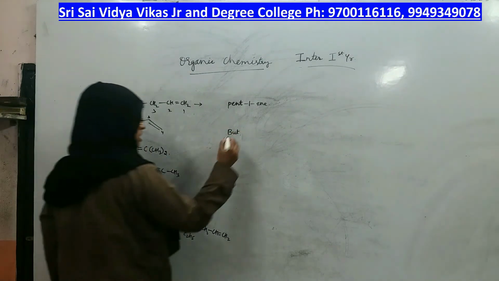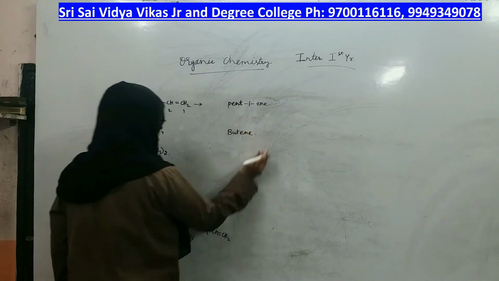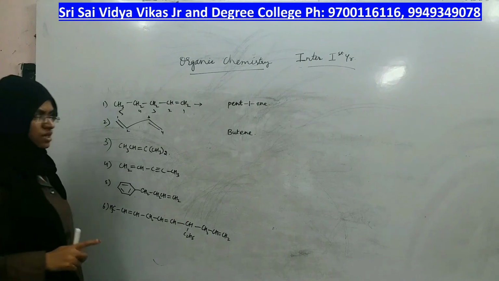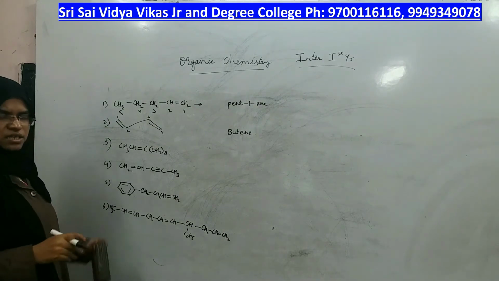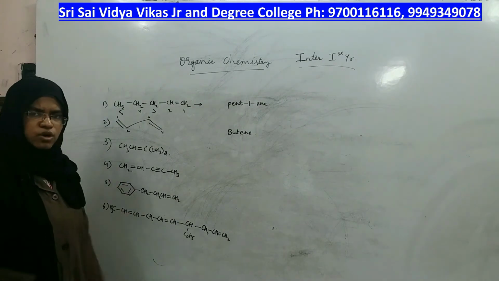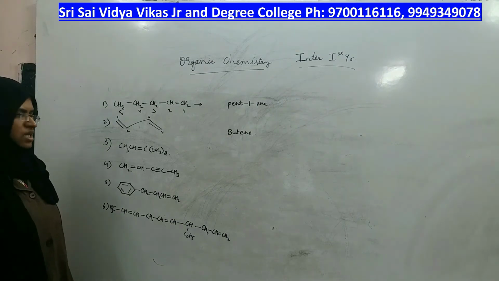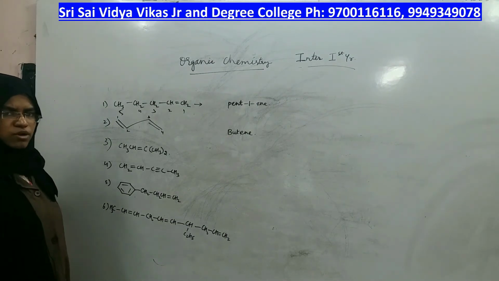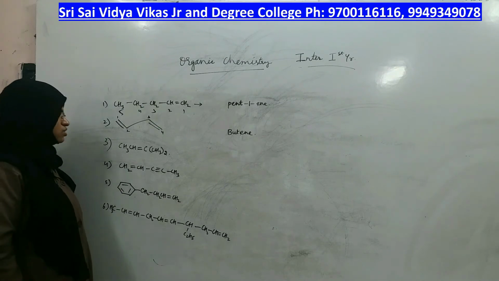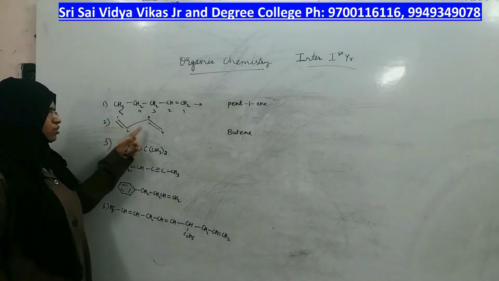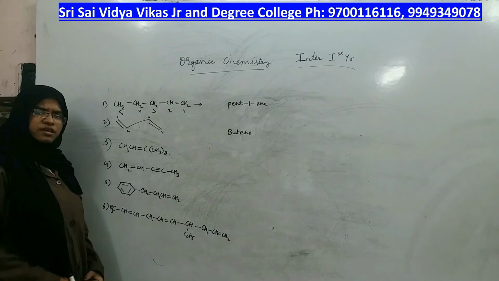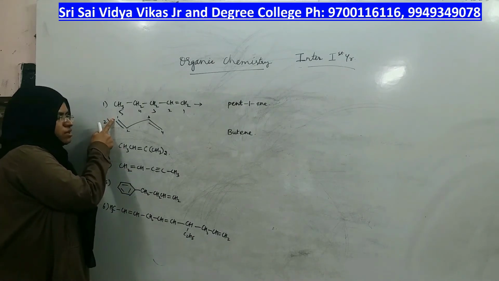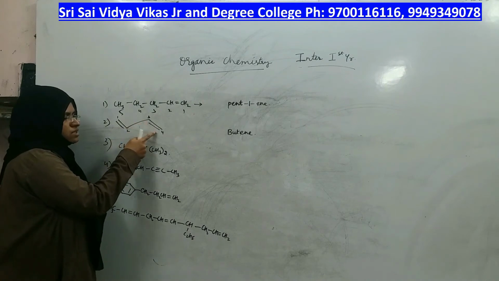So what I should write? Butene I should write. Right. If I write butene, that means one double bond is there. But we have already seen that if there are 2 double bonds, you should use diene. 3 double bond means triene. 4 double bonds mean tetraene. Right. So in this example, there are 2 double bonds. Where are the double bonds present? On first carbon there is a double bond and on third carbon there is a double bond.